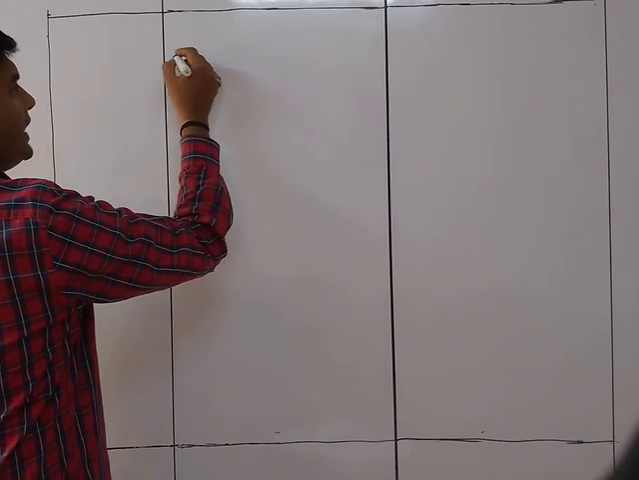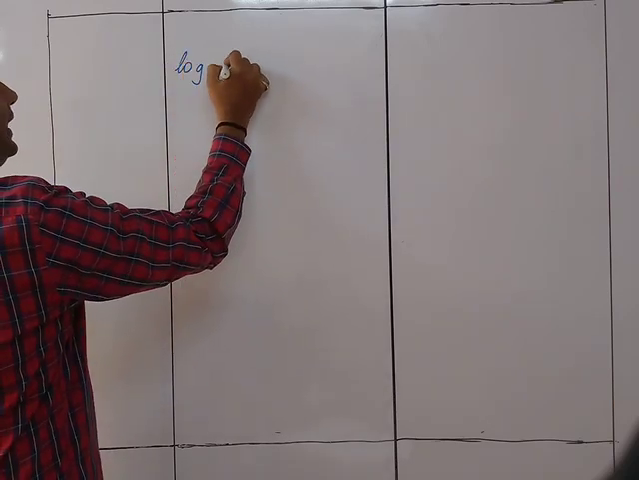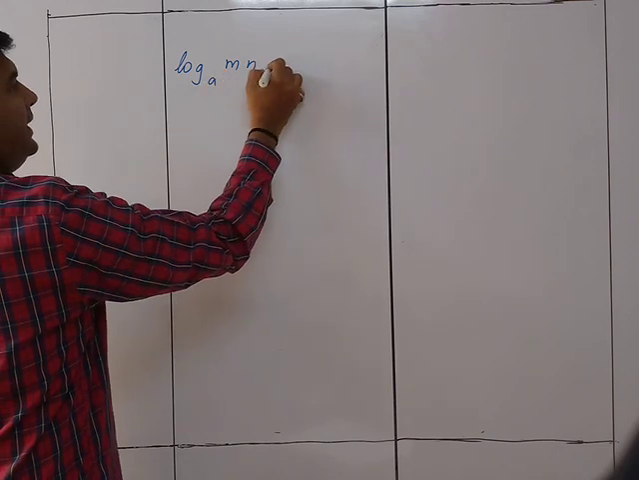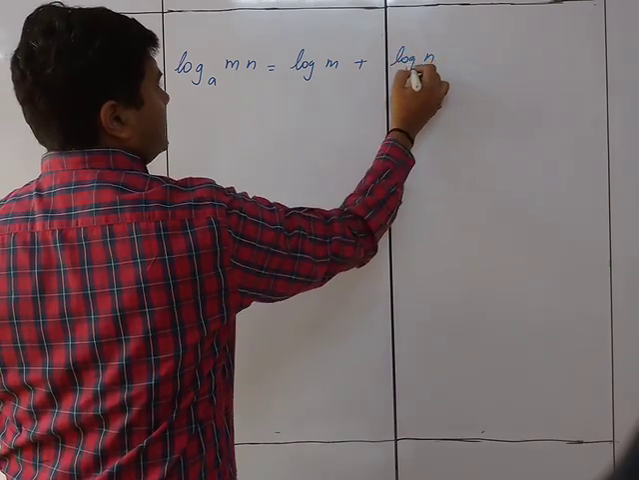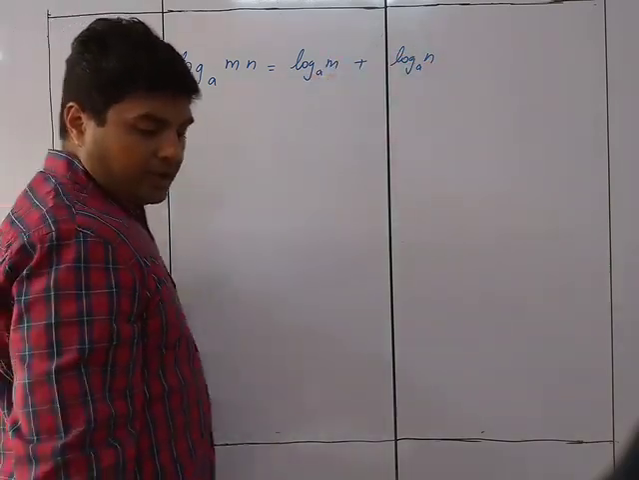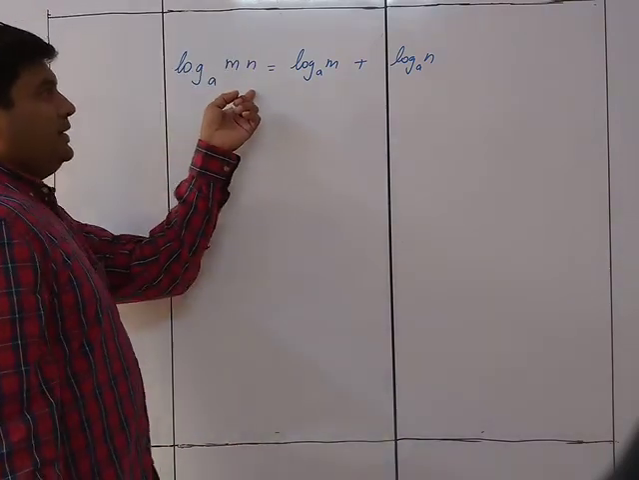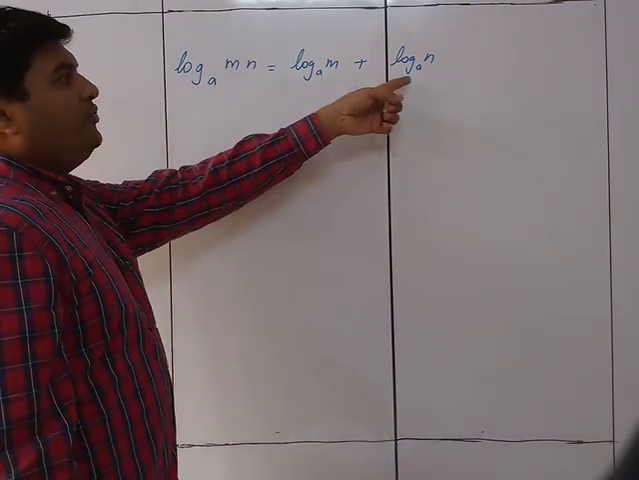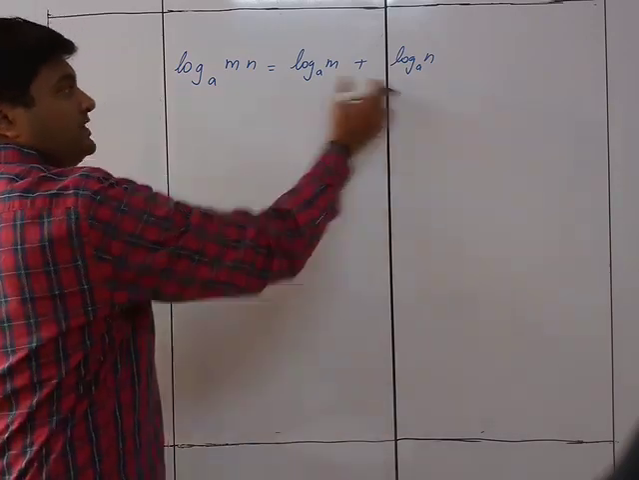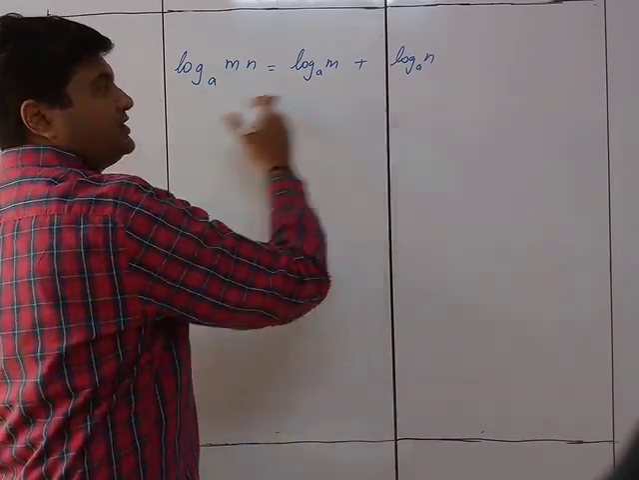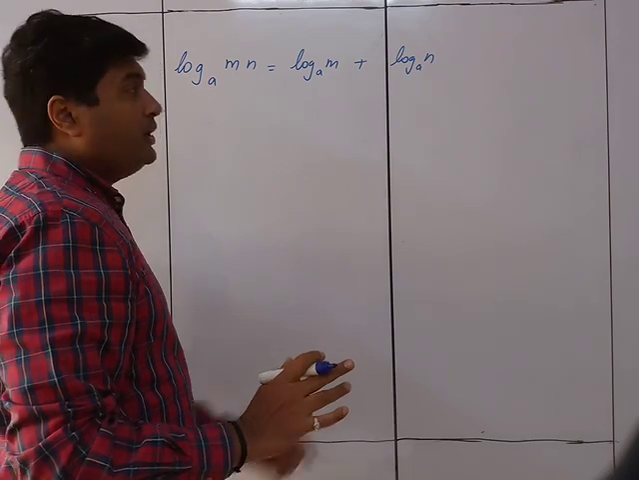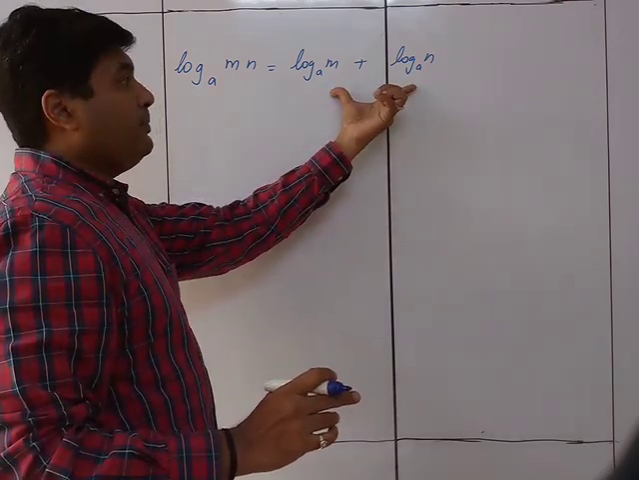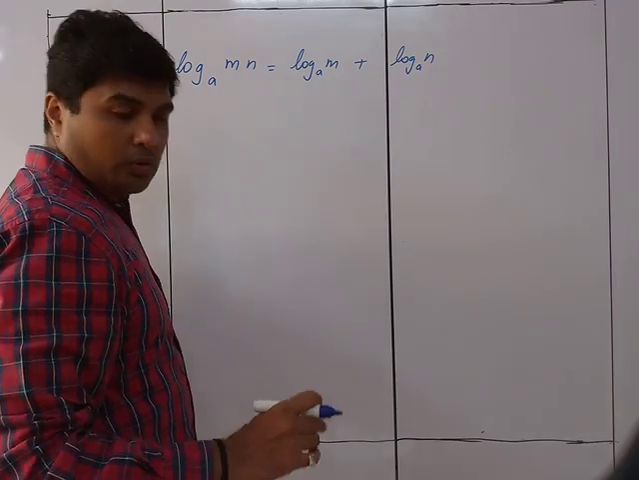So the first thing is that when I am having the multiplication of two numbers in log, log of m into n to the base a is nothing but log of m plus log of n. The reverse is also true, that log of m plus log of n is equal to log of mn. So if you have two different logs to be added with the same base, it will be the multiplication of the two.